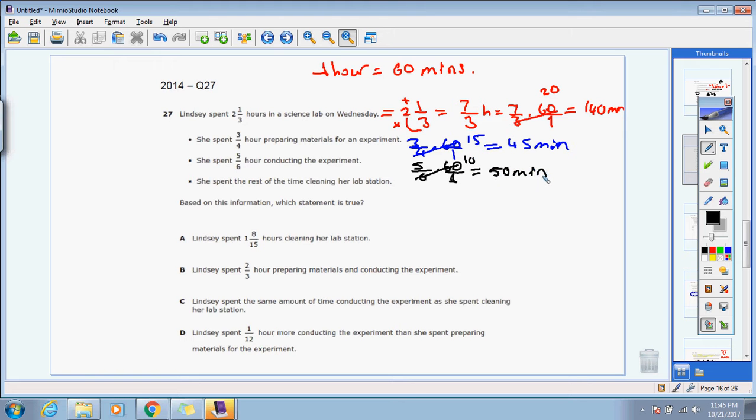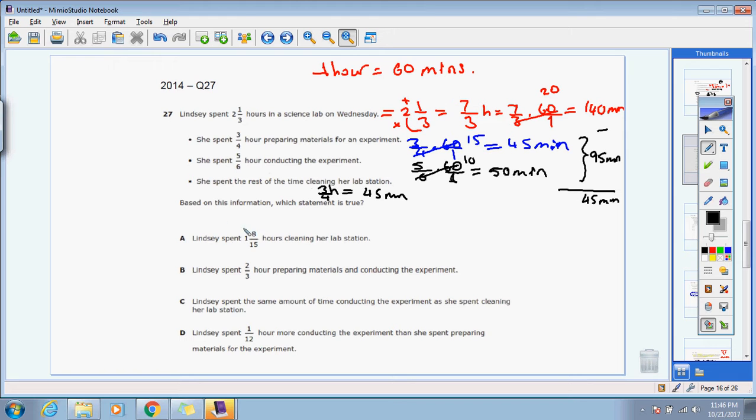So overall, how many minutes did she spend preparing materials and conducting the experiment? 95 minutes. In total, she spent 140 minutes. How many minutes are left for the cleaning? 140 minus 95 will give us 45 minutes. So we know this was equal to 45 minutes, and it was given as 3/4 hour. We can put this one as 3/4. So we have something in common.